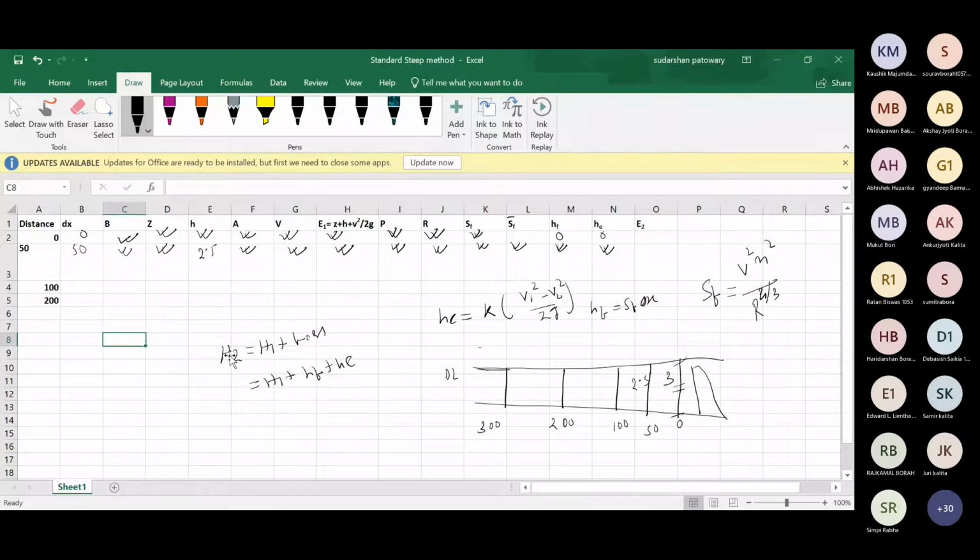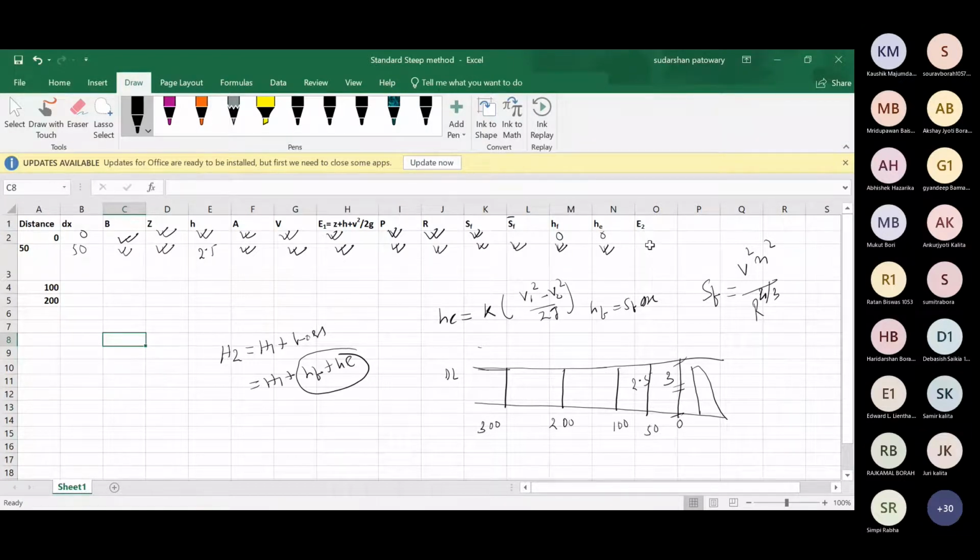Now see, you are computing in the upstream direction. Your control section is downstream, and you are computing upstream. That means what? That means this is plus. We will have to add this value.